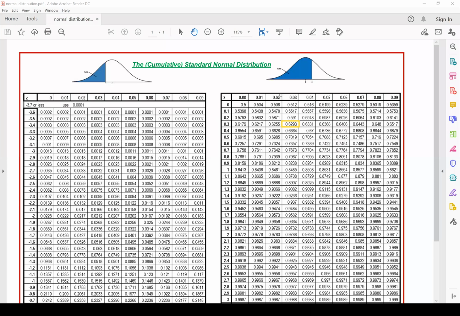Up here is the hundredths position, and this is the z-score's ones position and tenths position. As you can see right here, this is 1.00, meaning this is 1, 1.01, 1.02, 1.03. And down here, 0.30, 0.31, 0.32, and 0.33.